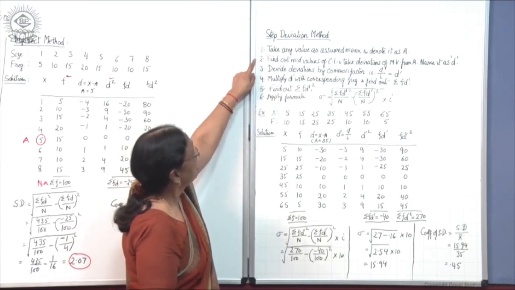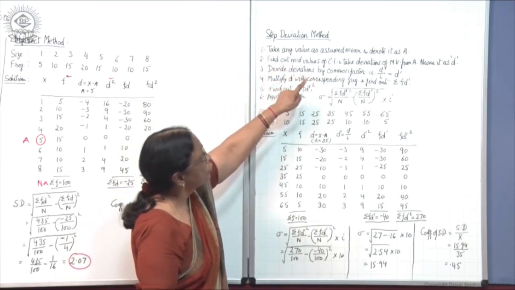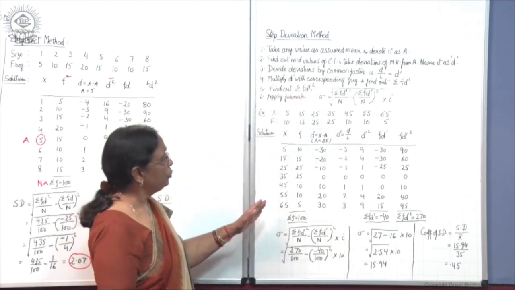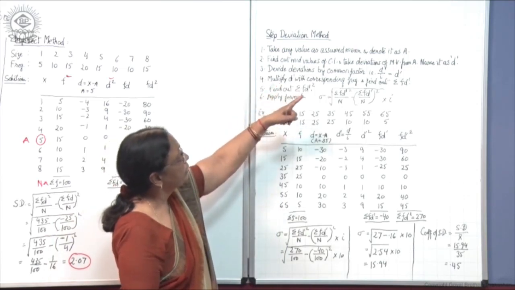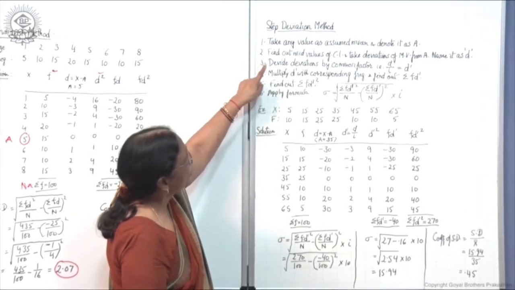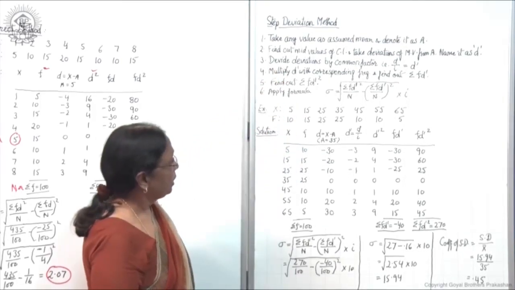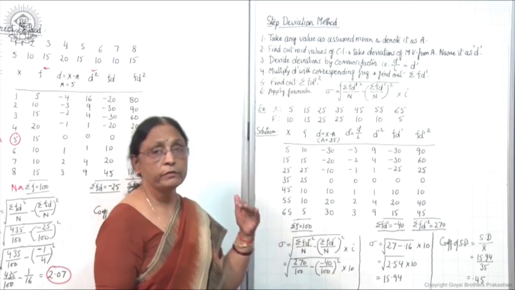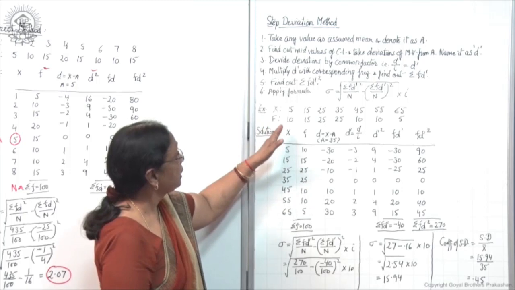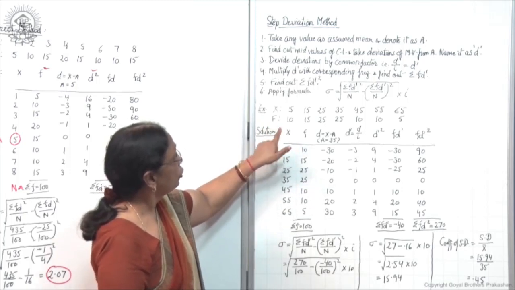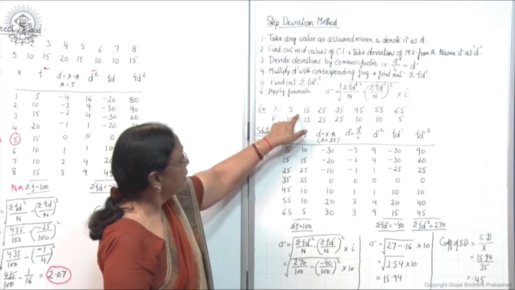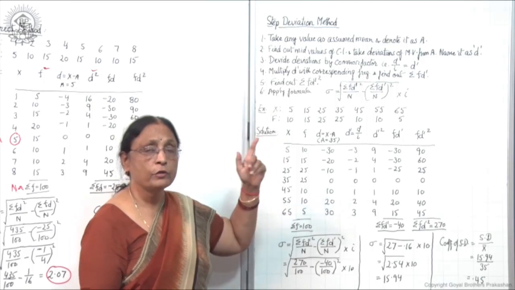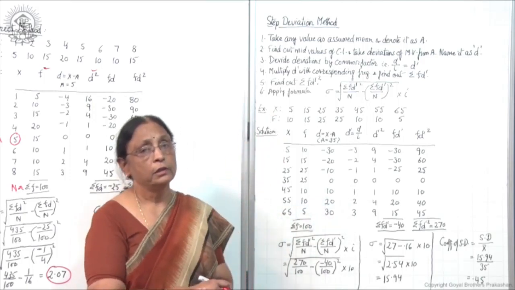Step deviation method. First, take any value as assumed mean and denote it as A. So here denote it as A, assumed mean. Find out mid values of class interval. Now if the class interval is given to you, then you find out the mid values. If the class interval is not given to you, as in this case, we will take this value only, whatever is given here, because this is the case of discrete series. In the case of continuous series, you have to calculate the mid values.